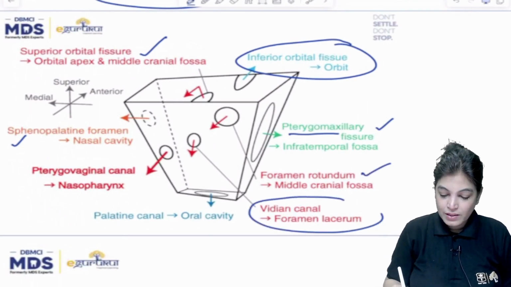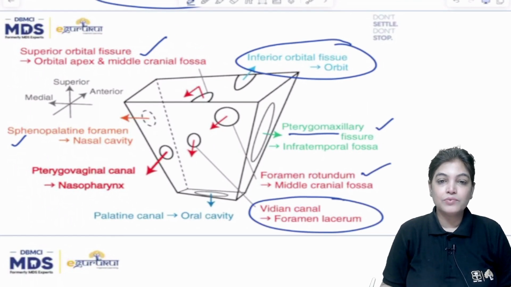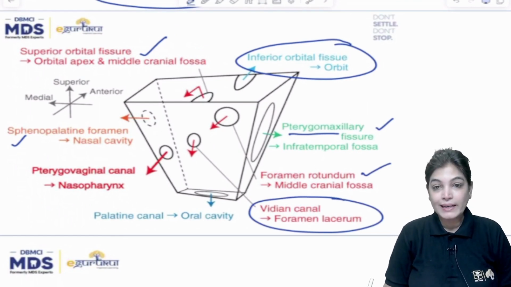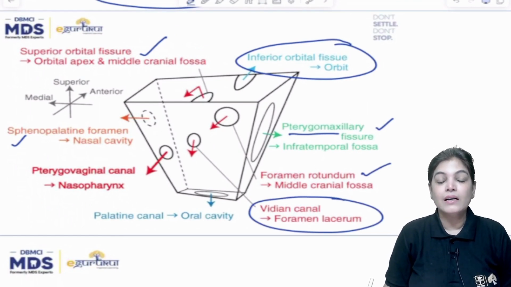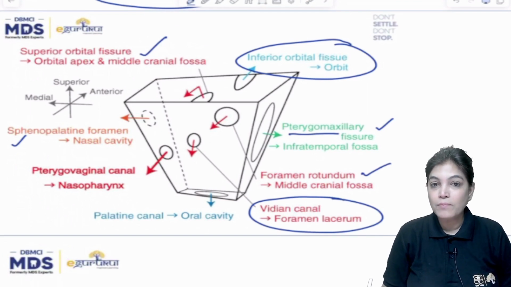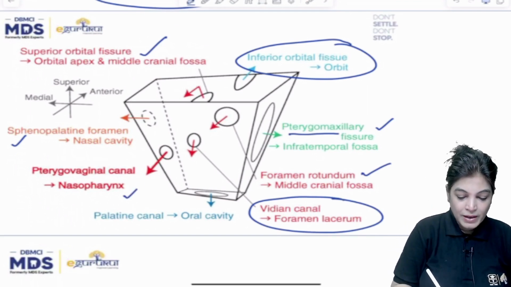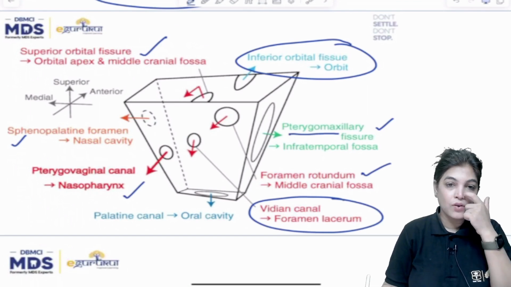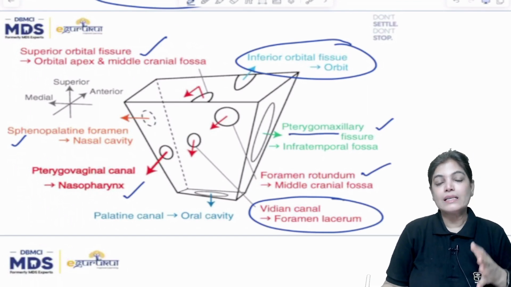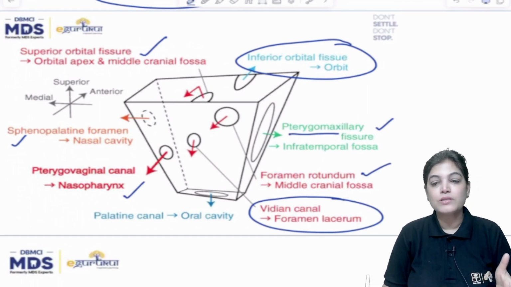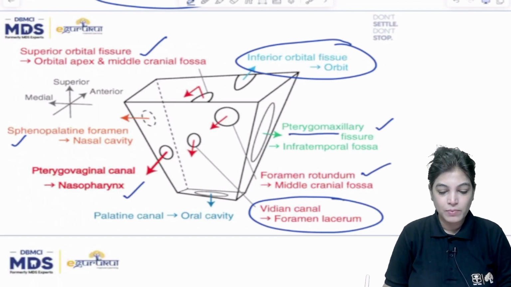It also communicates with the Vidian canal by the foramen lacerum, and we know that the Vidian nerve is called the nerve of pterygoid canal, formed by the joining of greater petrosal nerve and deep petrosal nerve. It also communicates with the nasopharynx via pterygovaginal canal. So all these show the communications and the boundaries of pterygopalatine fossa.